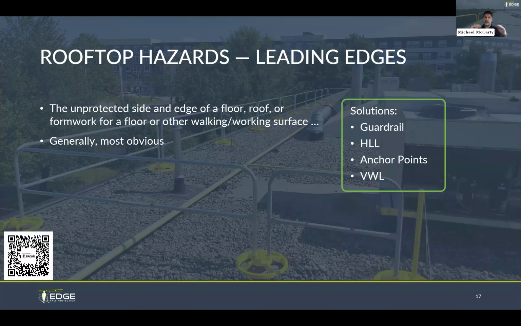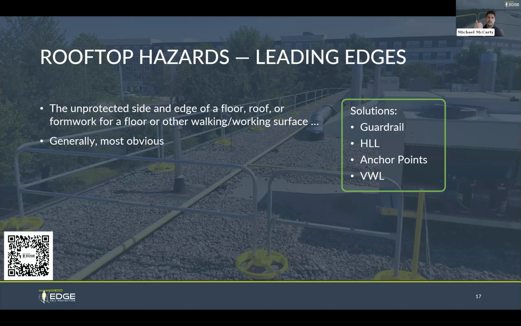What if you have an elevation change? You have buildings that are adjacent to one another, they're different heights, or you had an addition to your building at some point. If that elevation change, that working surface, is greater than 4 feet, that would be a leading edge. You would need to provide some sort of fall protection there. So any unprotected side, again, they're pretty obvious.